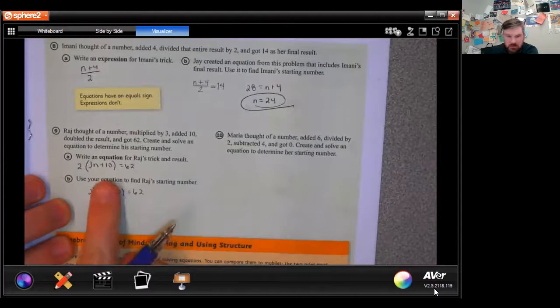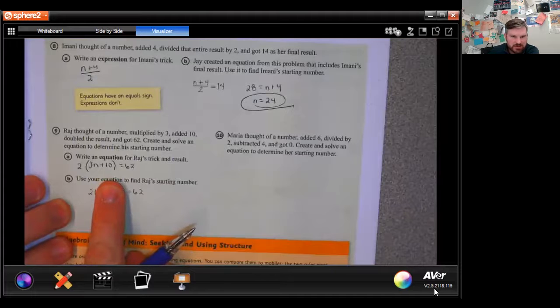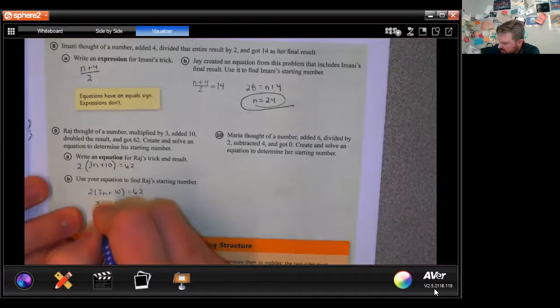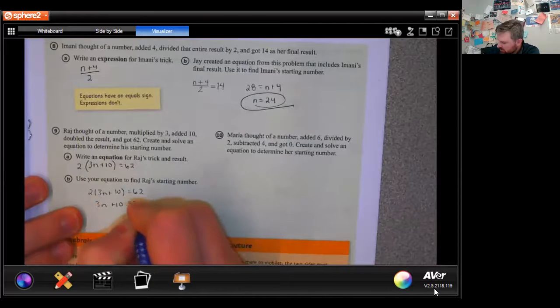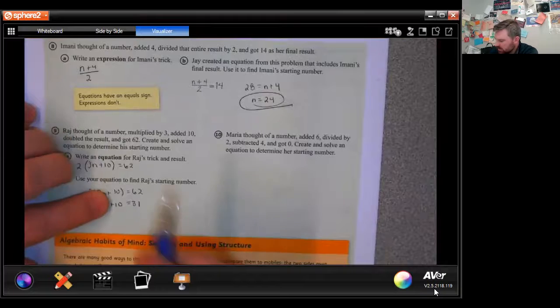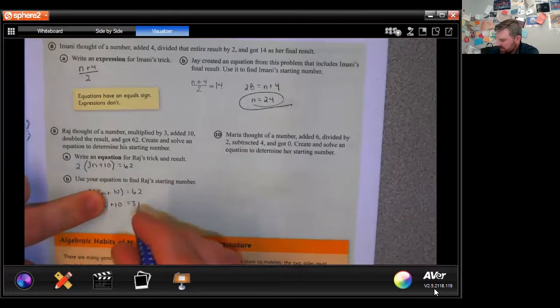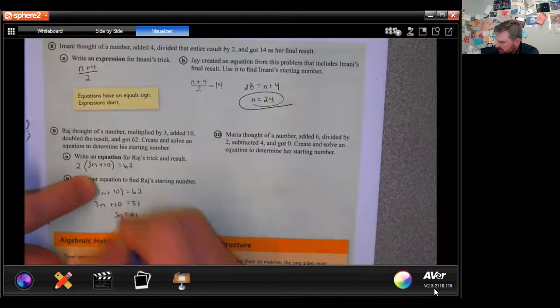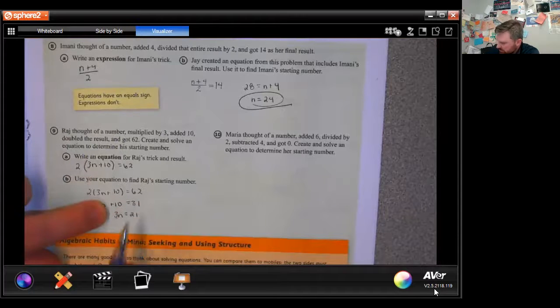Okay, so this multiplied by 2 is the last step. So what number times 2 is 62? That would be 31. So 3n plus 10 equals 31. Okay, we added 10 last. So what number plus 10 is 31? That would be 21 equals 3n. And then 3 times what is 21? That would be 7.